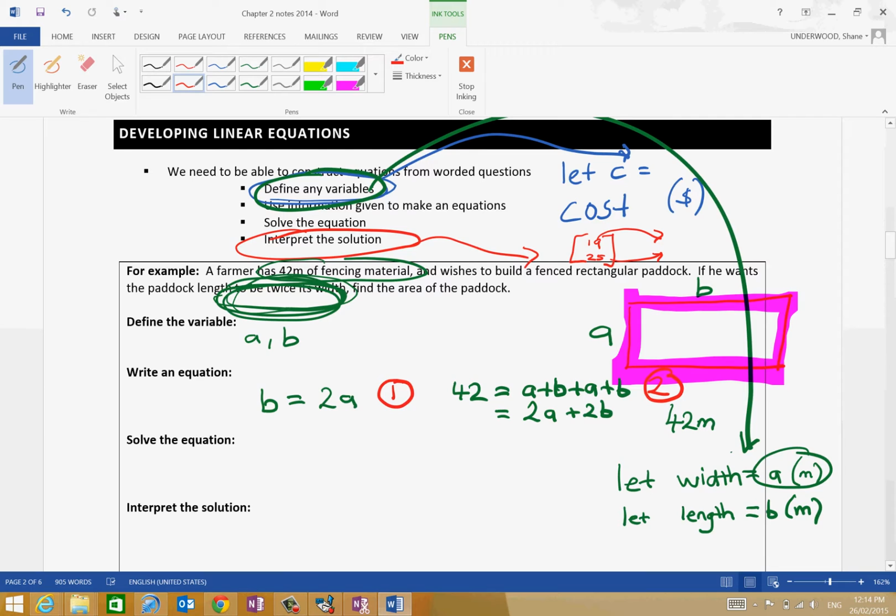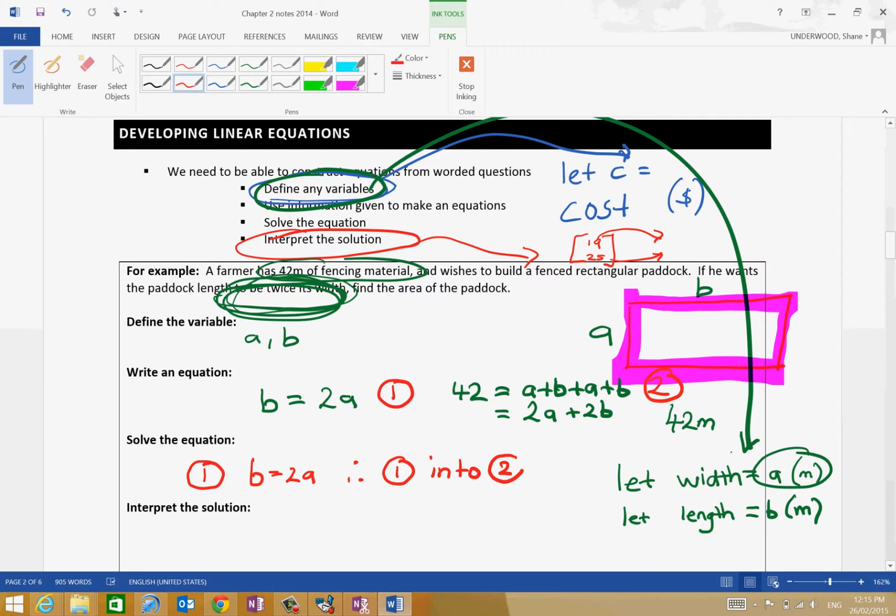Let's start doing things the right way in maths. Now, it says here solve the equation. So our method is substitution. We know that B is equal to 2A, so therefore we're going to throw equation 1 into equation 2.